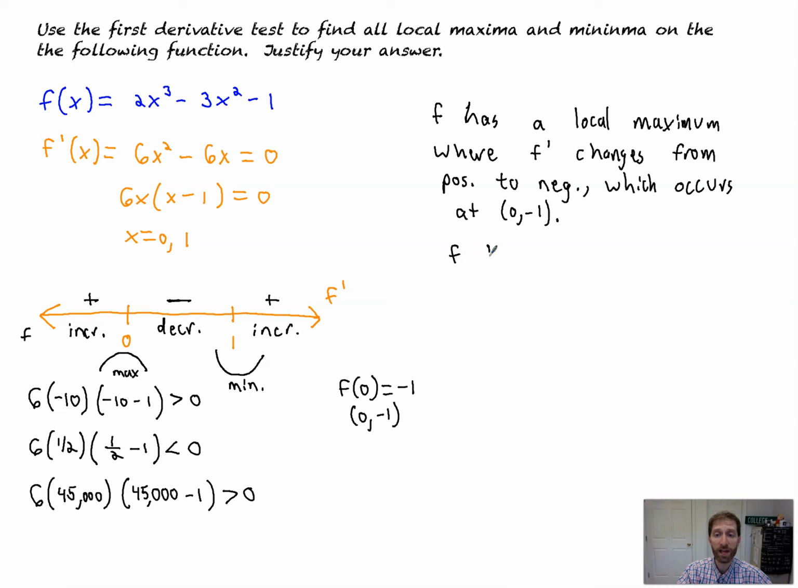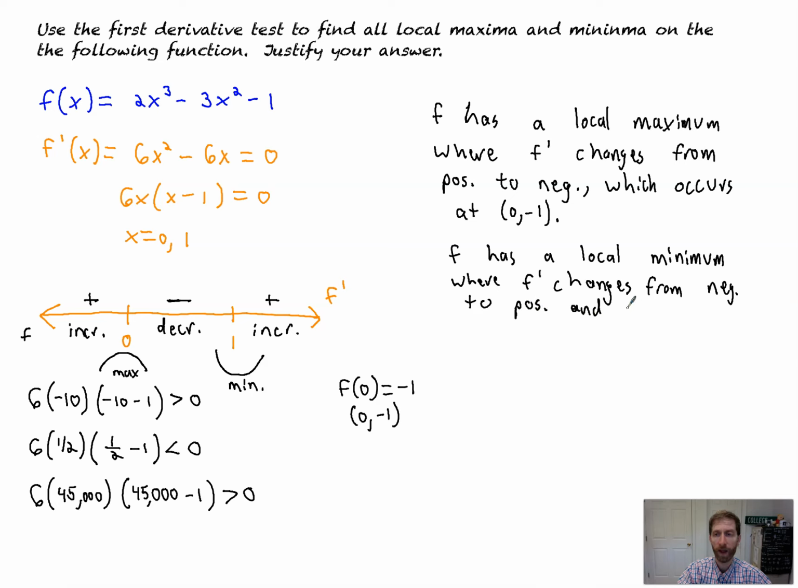And then the same way, we could say f has a local minimum at, or where, let me make it a little bit neater, f prime changes from negative to positive. This is being very formal. Changes from negative to positive, and this occurs at, and now we need the point.